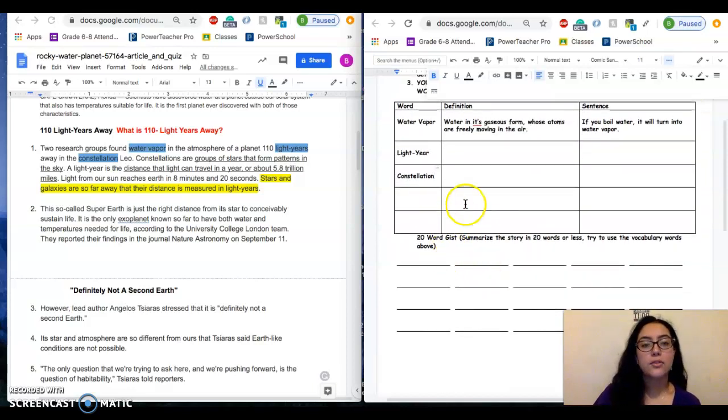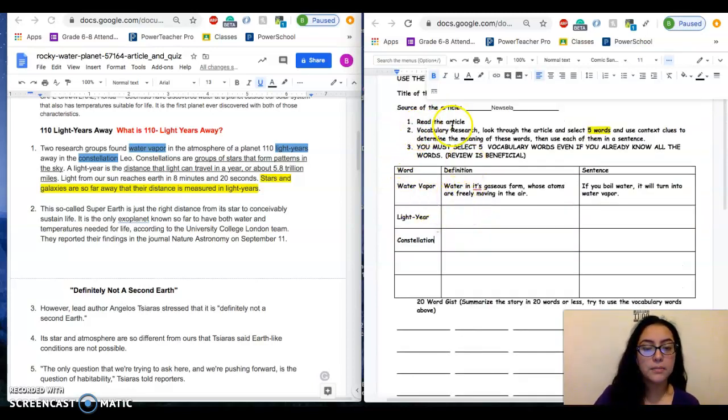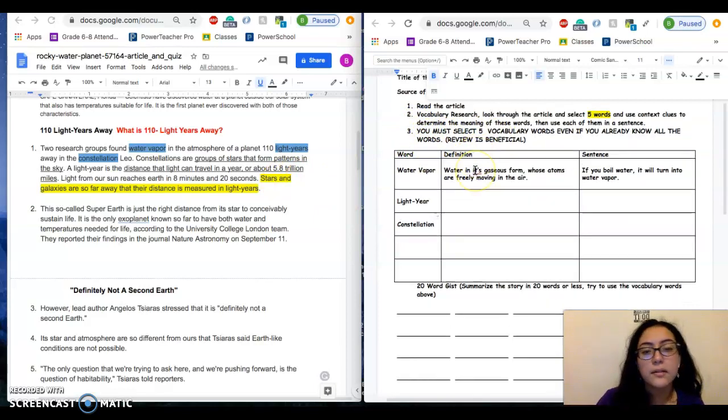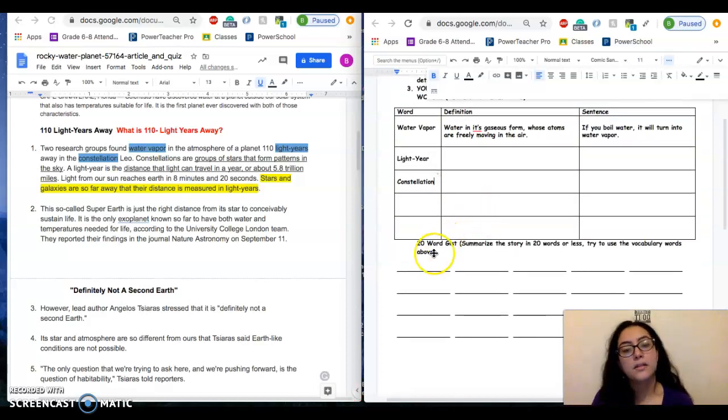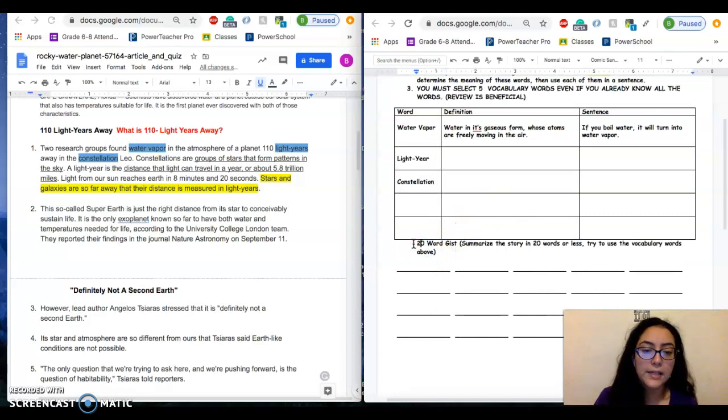Alright, so we did number 1, we read the article. We did number 2, we highlighted words. Lucky for me, I found 3 words already in just the first paragraph, so I can't imagine how many more words there are in the rest of the article. And then number 3 is just saying to highlight. Okay, so let's move down to that last part of the worksheet, 20-word gist.